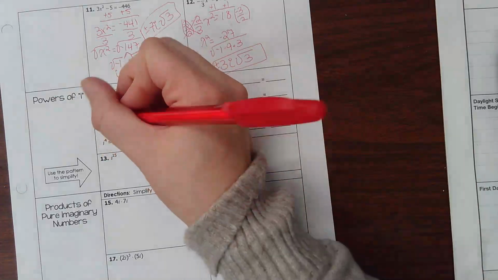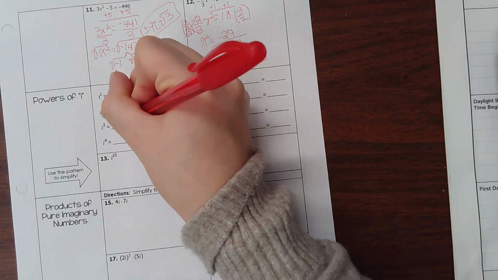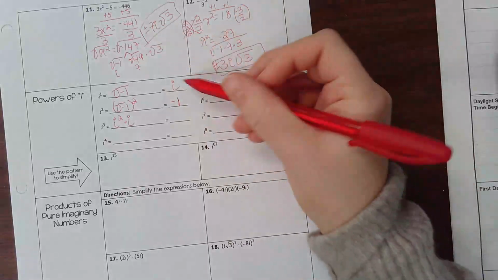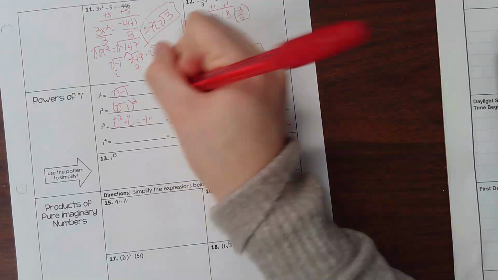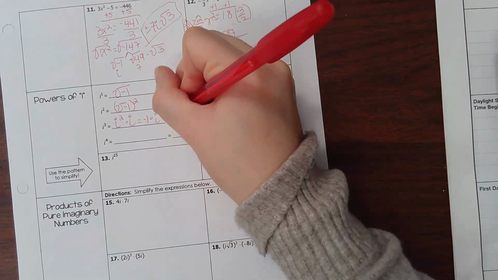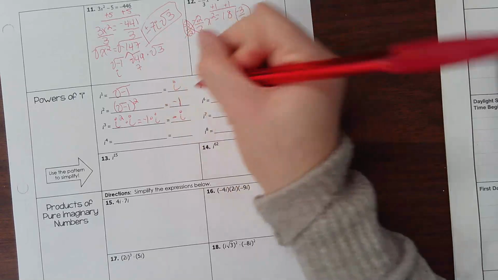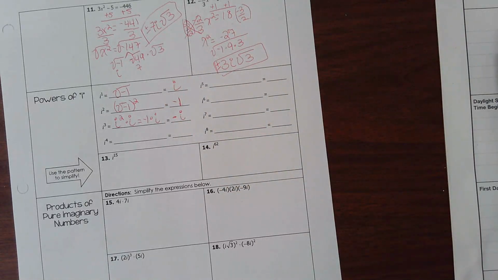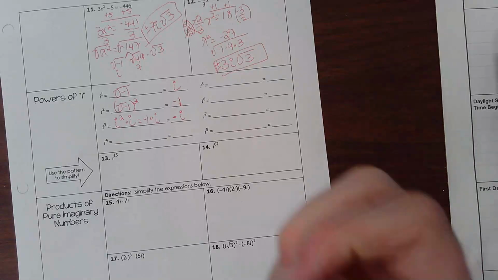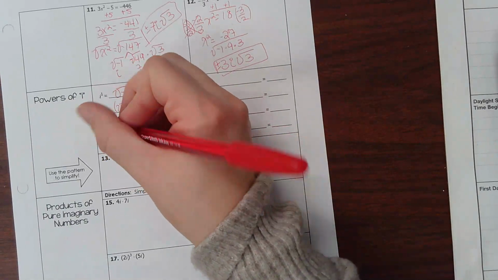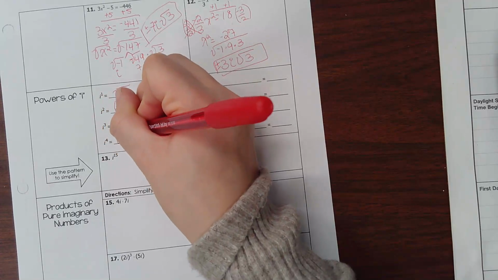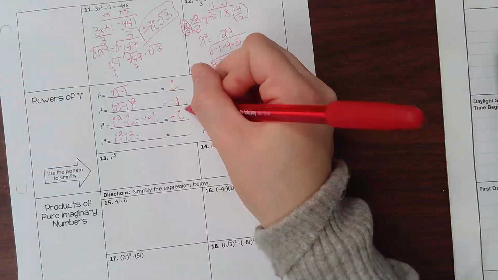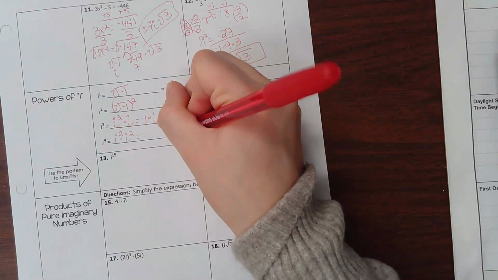i cubed would be like i squared times another i. So that's -1 times an i, so that would give us negative i. And the last one would be i squared times i squared, which is -1 times -1, which gives me just 1.